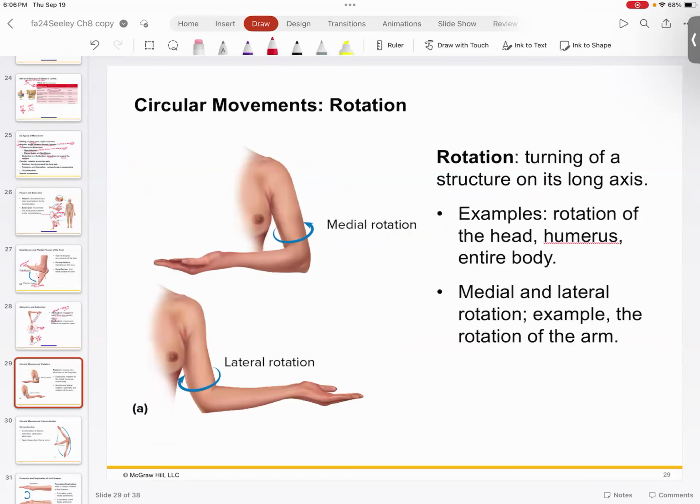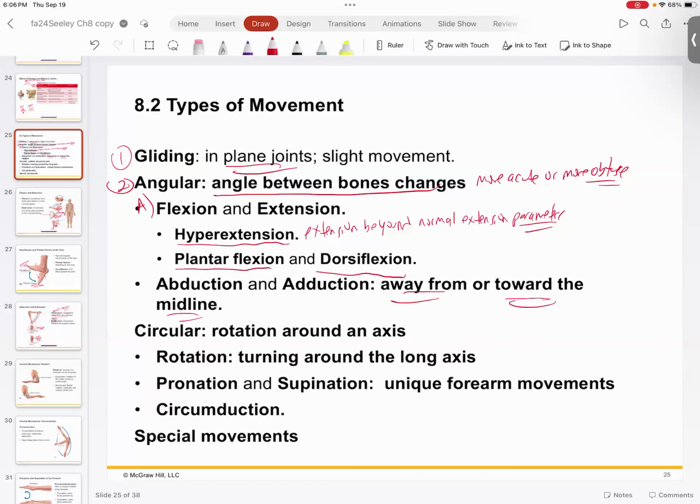Now let's take a look at some of the rotational movements. So these are circular types of movements. So we've had gliding, angular, and now we're going to look at circular. Typically with circular movements, we're talking about rotational movements, generally around some sort of an axis. So we have a couple of things. First of all, we have rotation, which is turning around along the axis. We'll take a look at that.